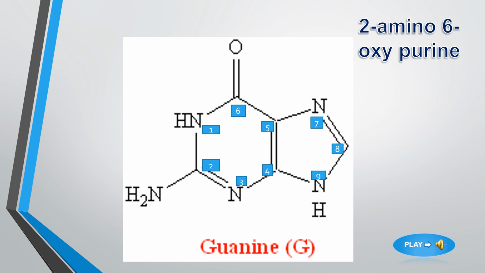Guanine. Its chemical name is 2-amino-6-oxypurine. In the second position, one amino group is present, and in the 6th position, an oxygen group is present. Just like adenine, guanine ends in N-I-N-E and is a 9-membered ring. So the chemical name is 2-amino-6-oxypurine.